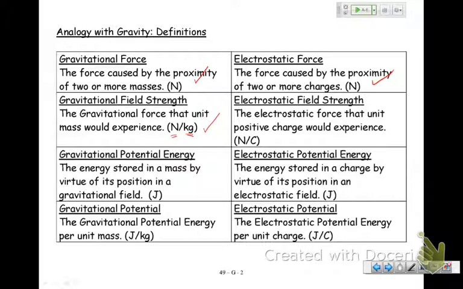And so we have electrostatic field strength. And that is E. Looks much more grand. E looks much more grand than little g, but it's just the same importance.